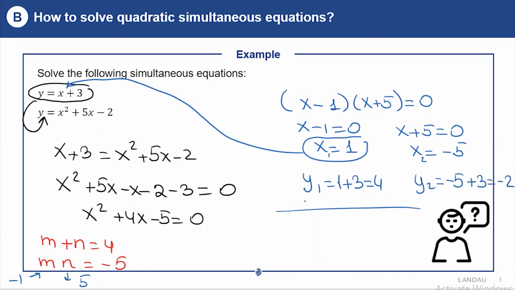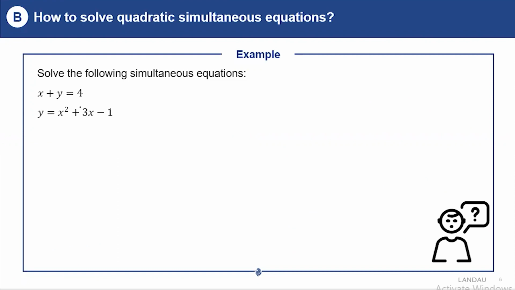So let's write the final answer. x1 equals 1, y1 equals 4, and x2 equals negative 5, y2 equals negative 2. As you see here, we found 4 answers, 2 x values and 2 y values.